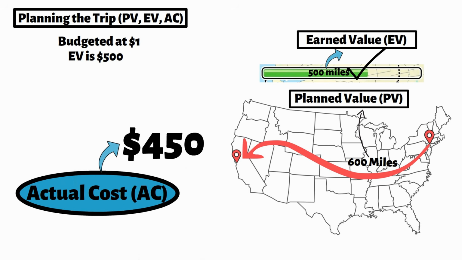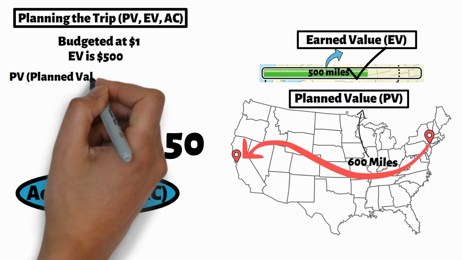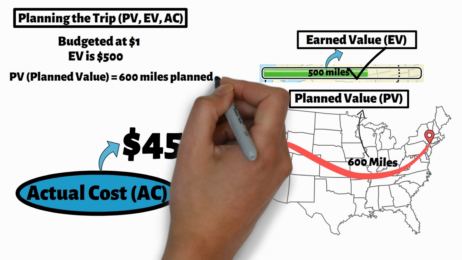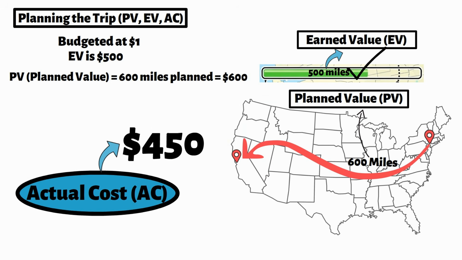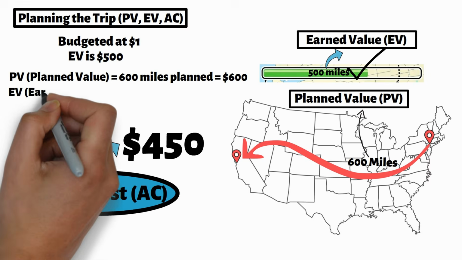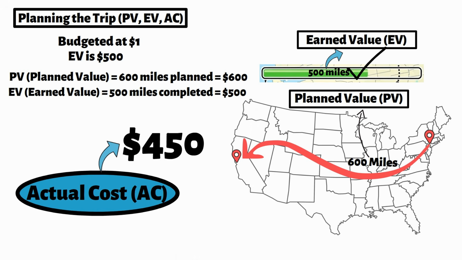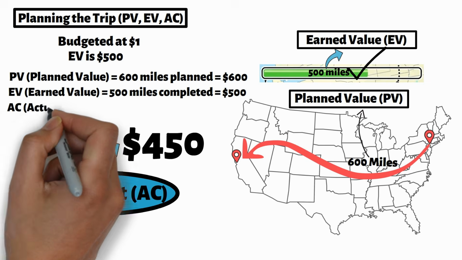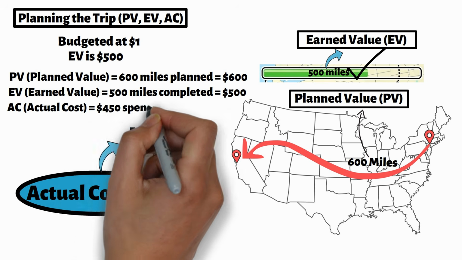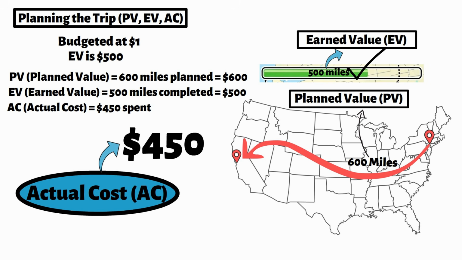Let's pause here for a quick recap. PV, planned value, is equal to 600 miles planned, or $600. EV, earned value, is equal to 500 miles completed, or $500. AC, actual cost, is equal to $450 spent. So on paper, you plan to be 600 miles in, but you've only driven 500 and you've spent $450 doing it. Let's check how you're performing.